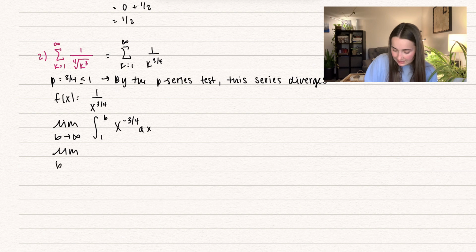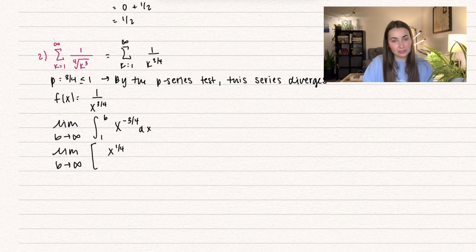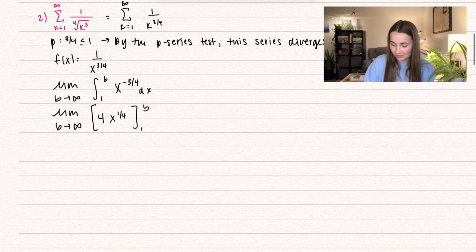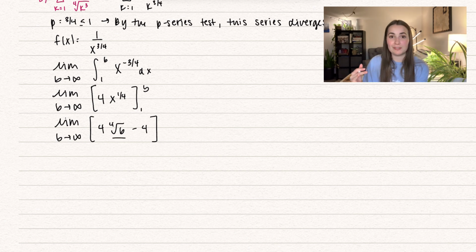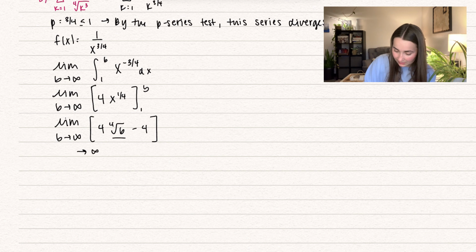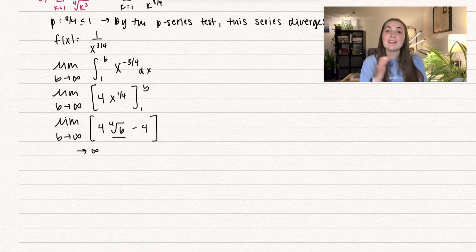So here we have the limit as b approaches infinity of, we add 1 to the exponent, so that becomes 1/4. And when we divide by 1/4, we can just multiply by 4. So we get 4 times x to the 1/4. And then this is being evaluated between 1 and b. So here I'll go ahead and plug in upper minus lower. So notice here what happens when p is less than or equal to 1. This becomes infinite. 4 times the fourth root of infinity is going to go to infinity. So this is going to approach infinity, right, which tells us that it's going to diverge. So that's how the p series works out.